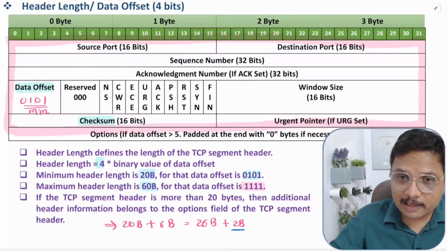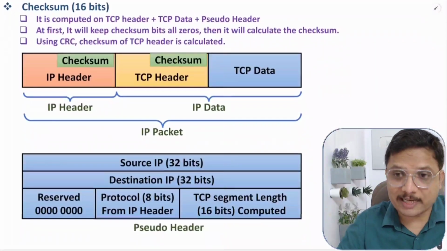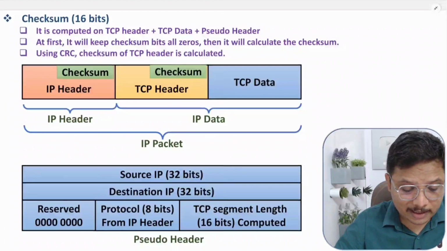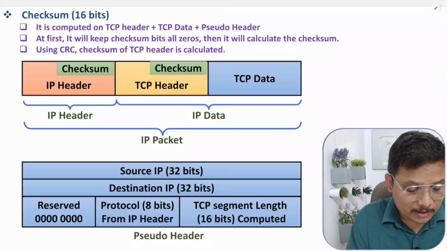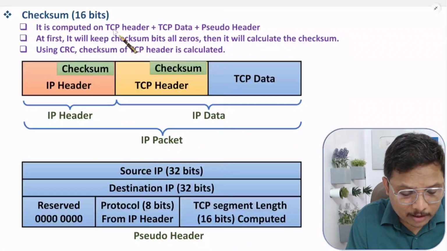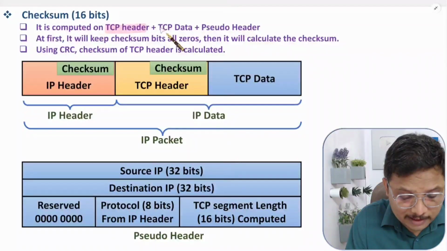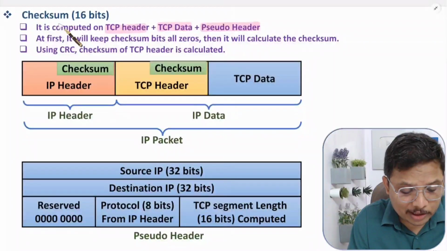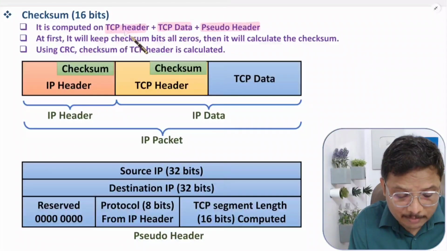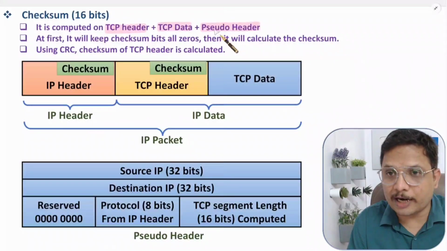Now the second interesting concept that I am going to explain to you is the checksum. This is very interesting and essential. First of all, you need to understand how the checksum is computed. The checksum is computed on 3 fields: one is the TCP header, the second is the TCP data, plus the pseudo header. The checksum calculation happens on the TCP header, TCP data and pseudo header.